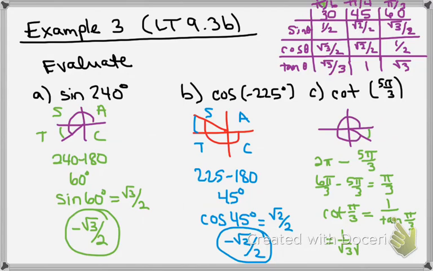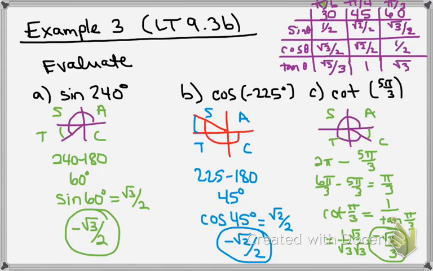But I can't leave a square root in the denominator, so I multiply top and bottom by the square root of 3. So I get the square root of 3 over 3. One last thing, remember to check our signs. So all students take calc. In the fourth quadrant, cosine is the only positive one, so this one again would have to be negative, so it's a negative square root of 3 over 3.